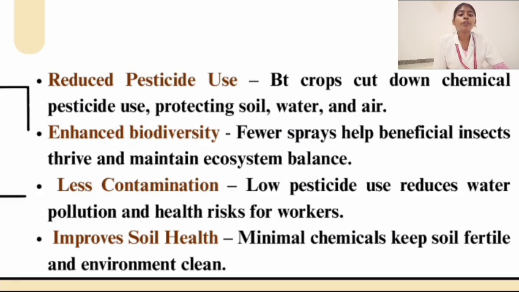Secondly, with fewer chemicals, good insects like ladybugs and lacewings can survive. This improves biodiversity and keeps the ecosystem healthy. Third, using less pesticide also reduces the risk of contaminating rivers and ponds. It is safer for farmers and it protects the environment. Finally, because fewer chemicals are used, the soil stays healthy and fertile. This is very important for sustainable farming.